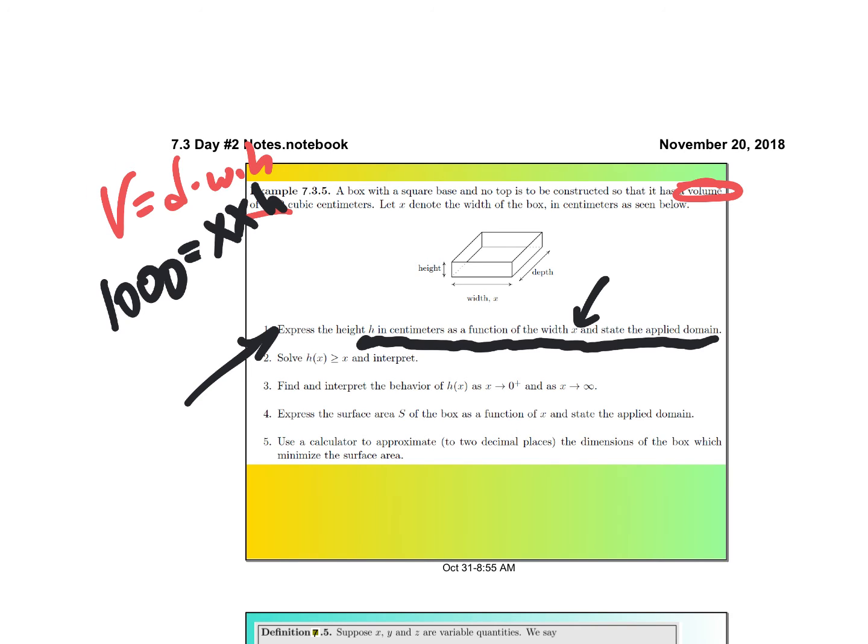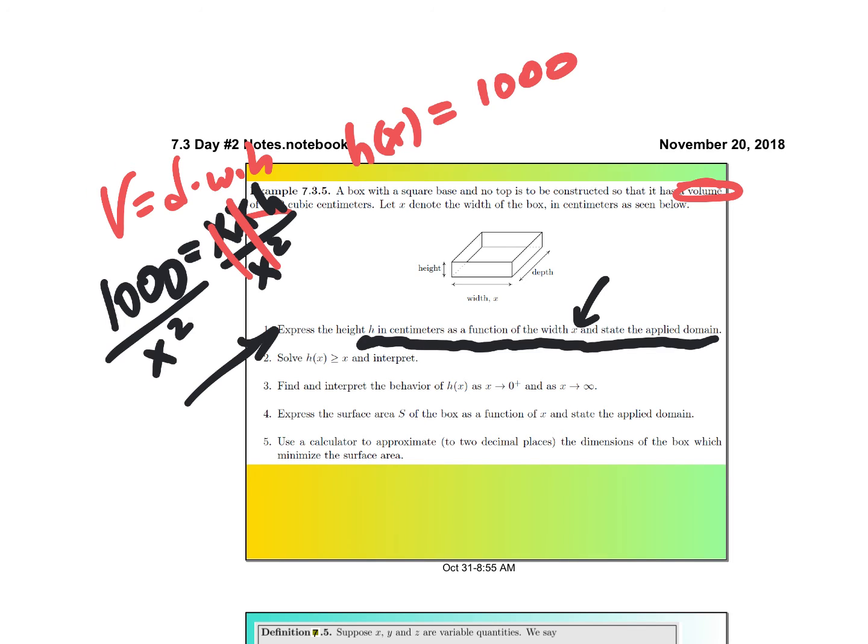All right, dividing by x, except I'm going to divide by x squared. Does that make sense to you? And then these will cancel. And now h is alone. And h of x, it's like h is 1,000 over x squared. Do you get why this is in the fraction functions chapter? Because that's a fraction function, isn't it?